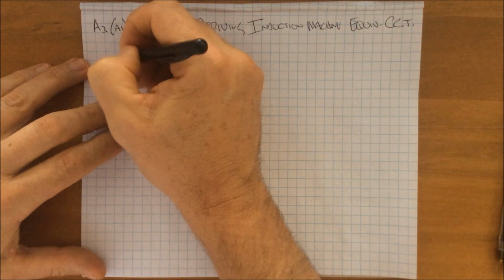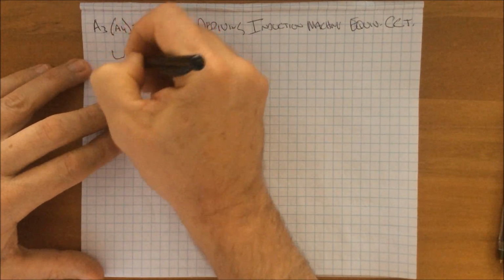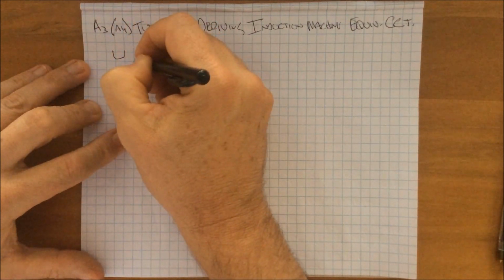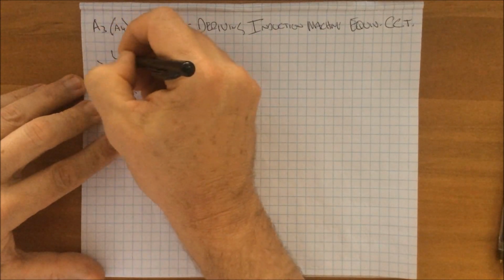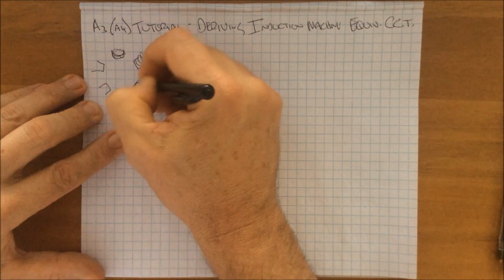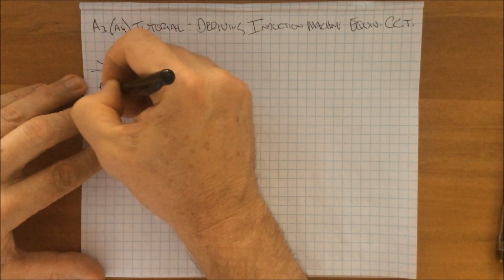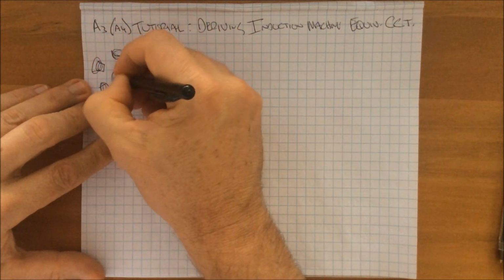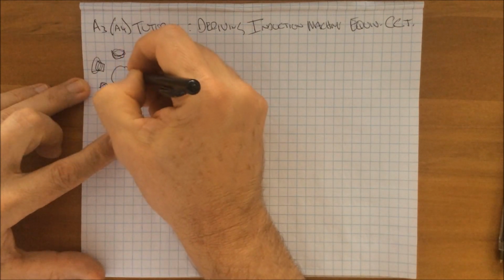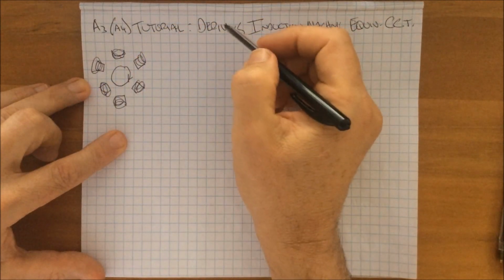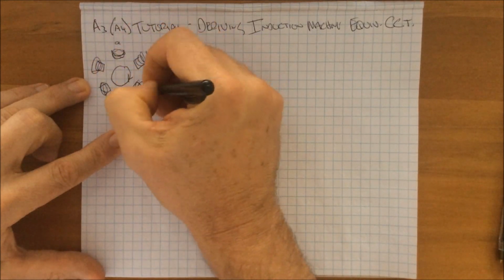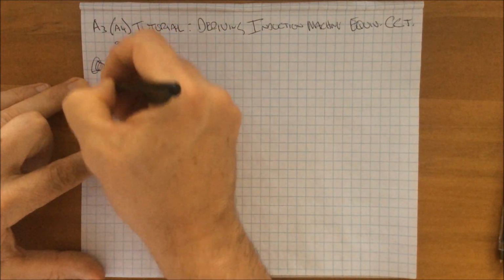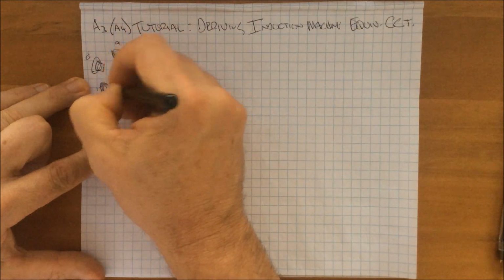Again, we just need to reconsider the induction machine. We've got, in a simple two-pole machine, our 6 poles with their windings around them and our rotating rotor. And we'll call these A, B, C, A dash, B dash, and C dash.